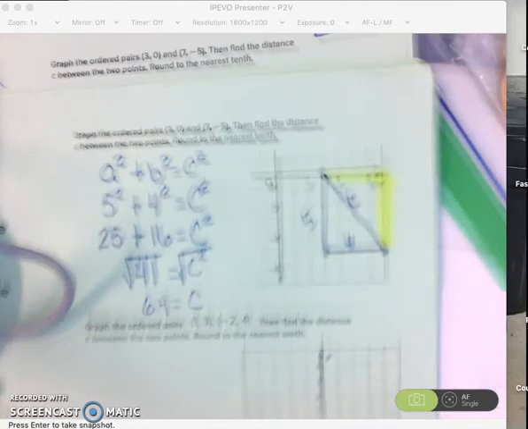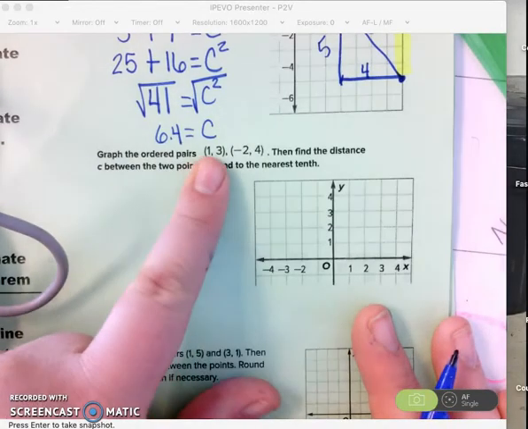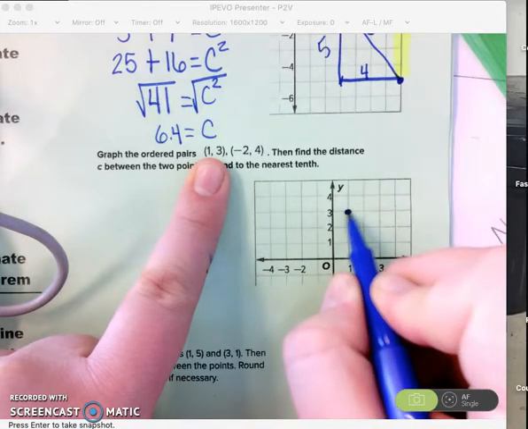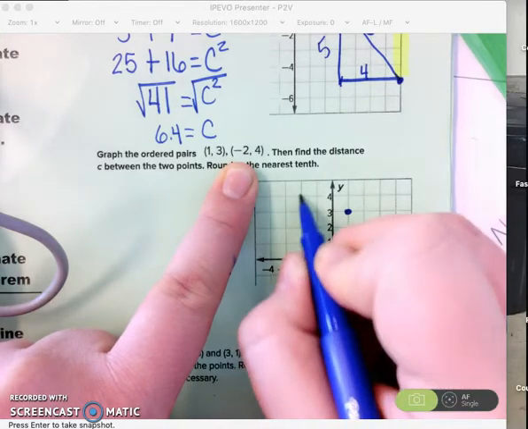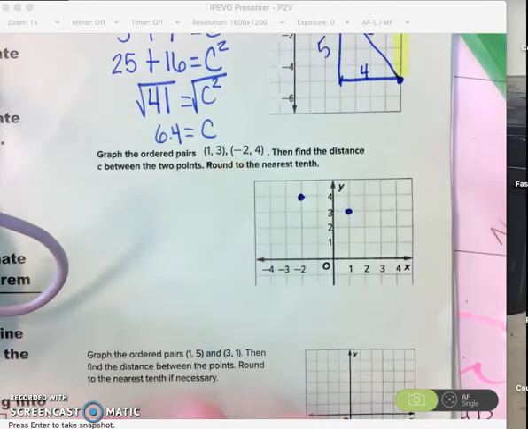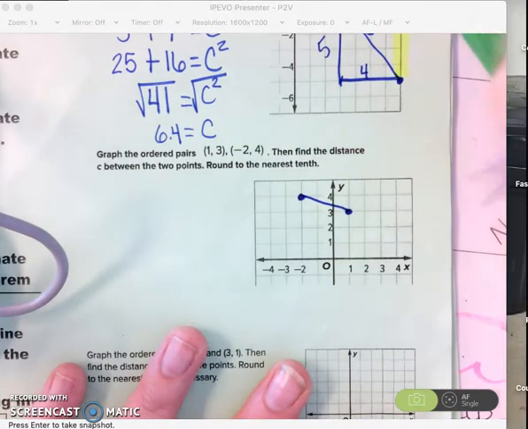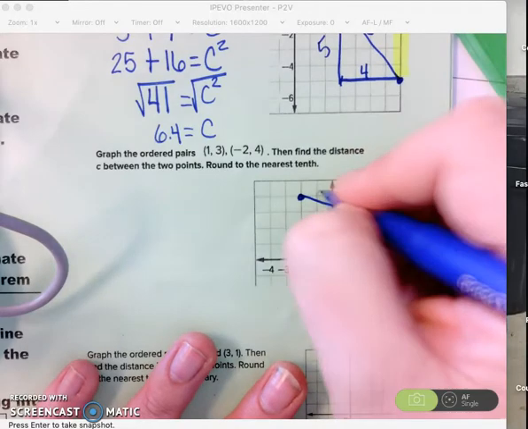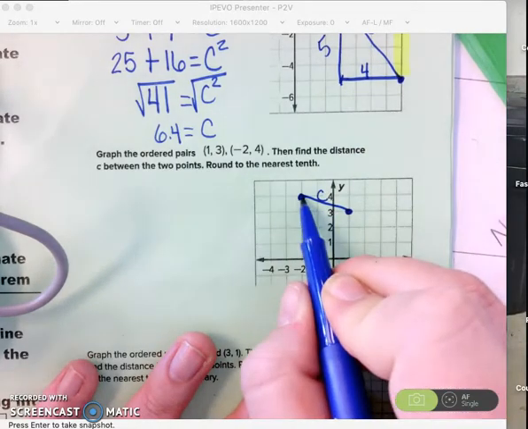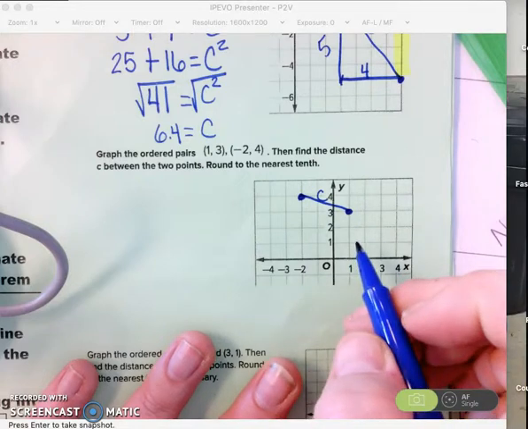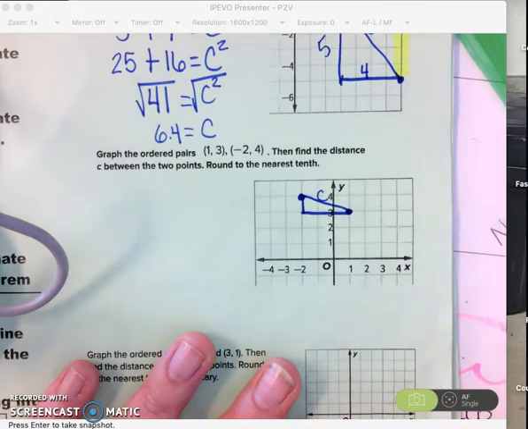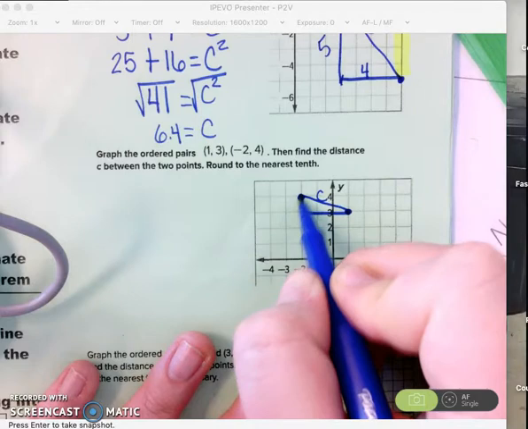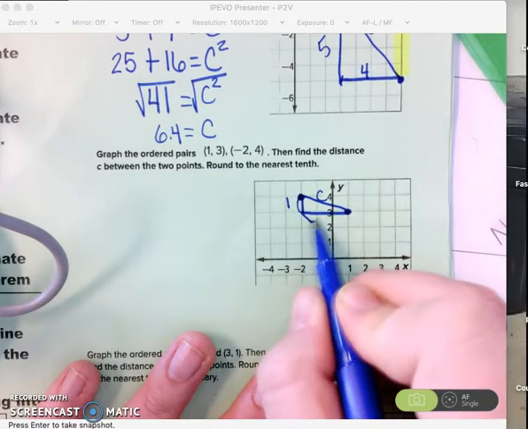Okay? Any questions so far? Let's do the second one. 1, 3. Go over to 1 and up to 3. Plot the point. Negative 2 up to 4. Plot the point. Connect the 2 points with my hypotenuse. So this is my C. I need to go from this point to this point using only vertical and horizontal lines. So go straight down, straight to the right. I need to count how long my segments are. So this would be 1. This would be 1, 2, and 3.